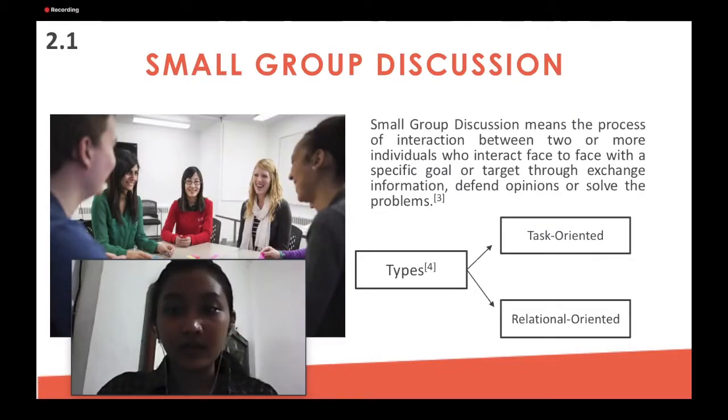According to UCLTE 2020, small group discussion means the process of interaction between two or more individuals who interact face-to-face with a specific goal or target through exchange information, defend opinions, or solve the problems. In general, there are two types of small group, and they are text-oriented group and relational-oriented group. Text-oriented focus on the output. Relational-oriented focus on interpersonal connection. However, most group discussion are including one of them, so it's better to think of this orientation as two ends of continuum rather than as mutually exclusive.